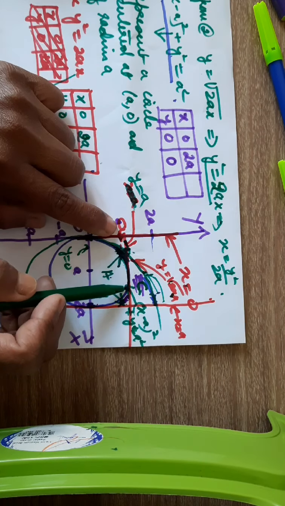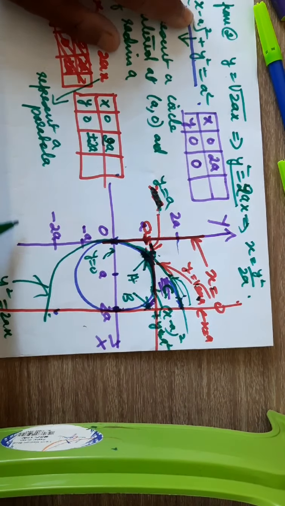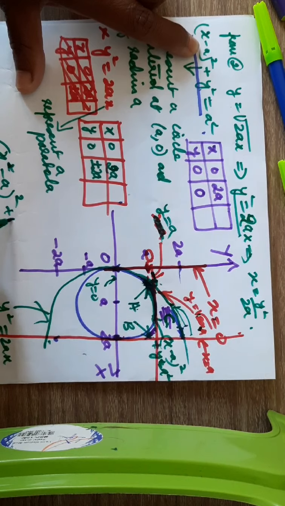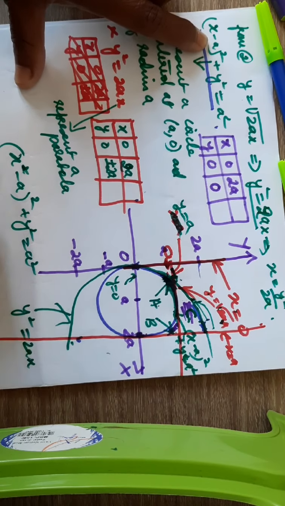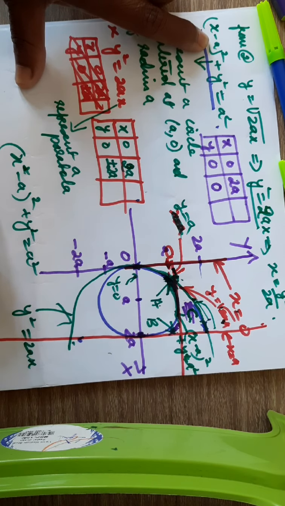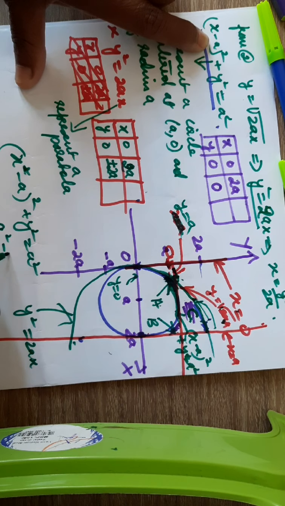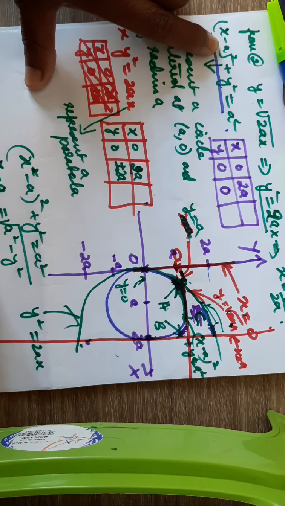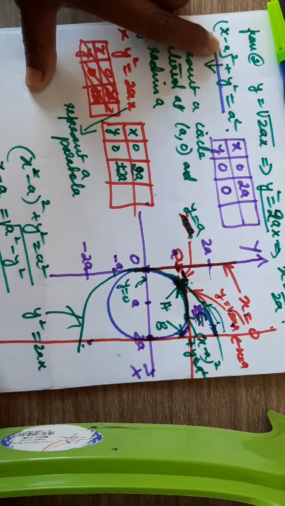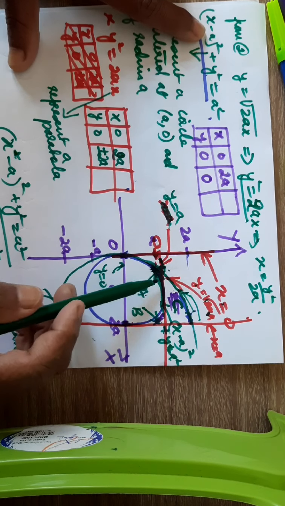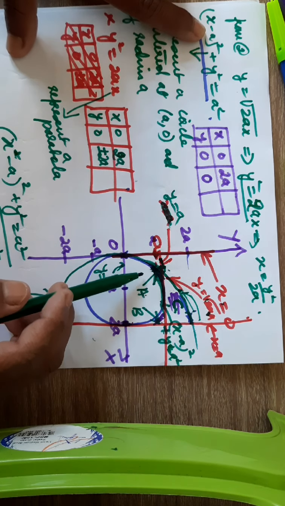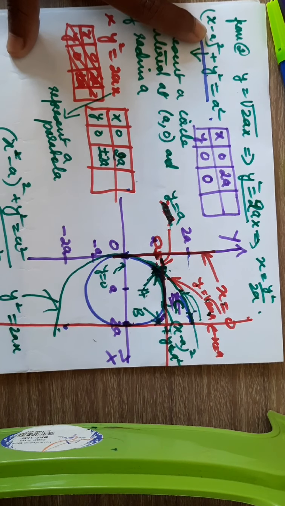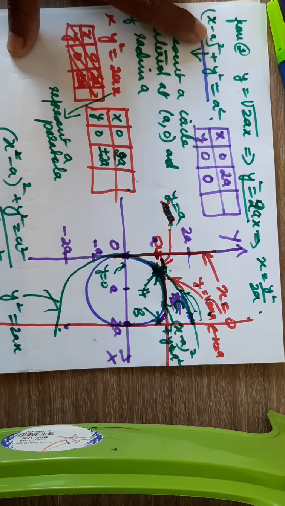Now the right side is bounded by the circle. So from this equation, (x minus a) whole square plus y square is equal to a square, you can find x minus a. It will be square root of a square minus y square. You can take the positive square root. So x is equal to a plus square root of a square minus y square. This is the upper limit: x is equal to a plus square root of a square minus y square.